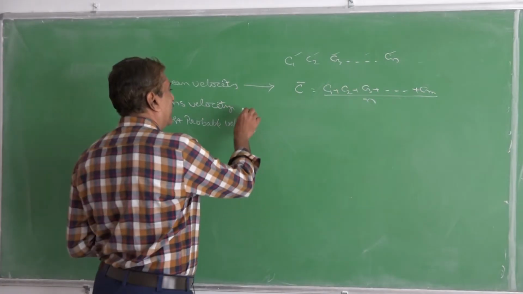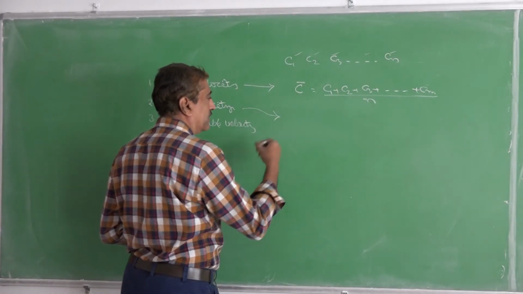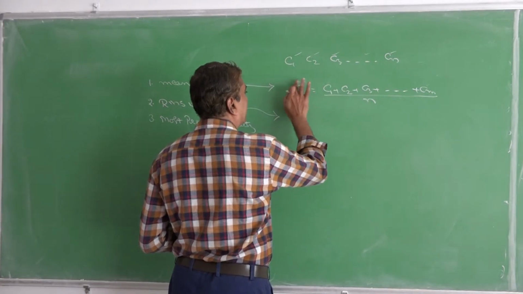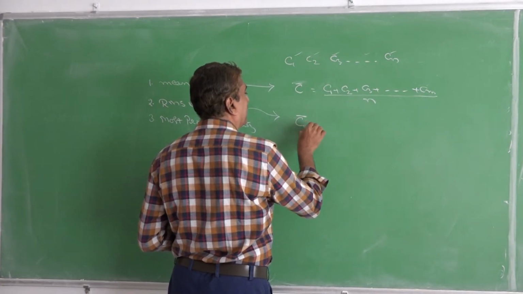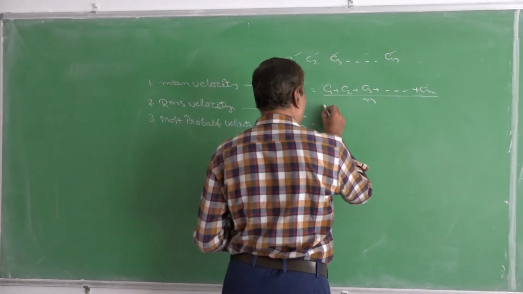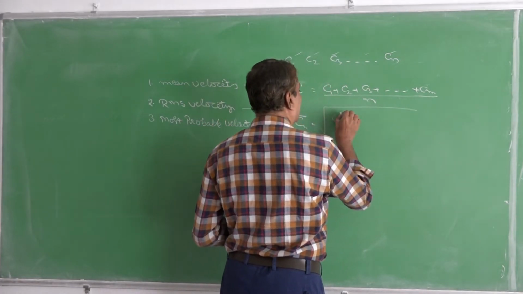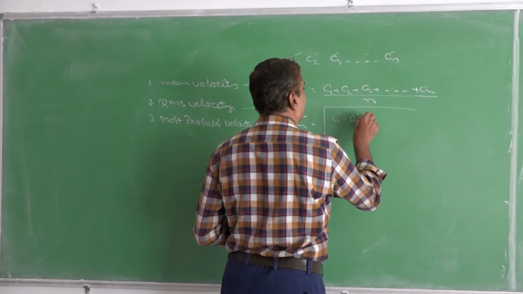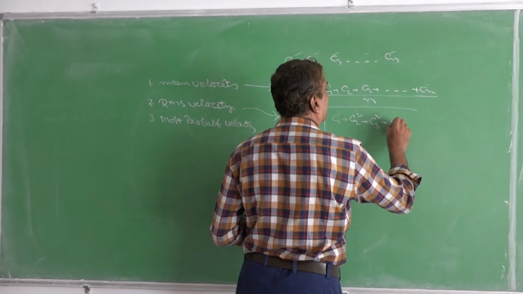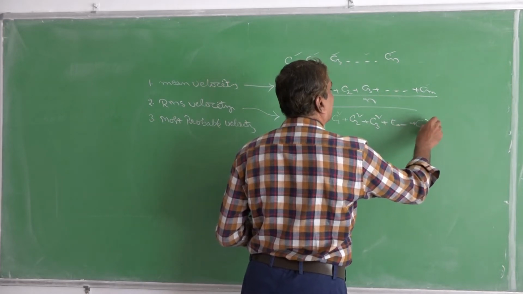Now RMS velocity means root mean square velocity. That means Vrms equals the square root of C1 square plus C2 square plus C3 square plus etc. Cn square by n.